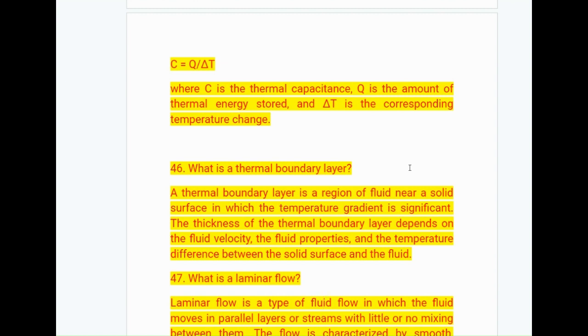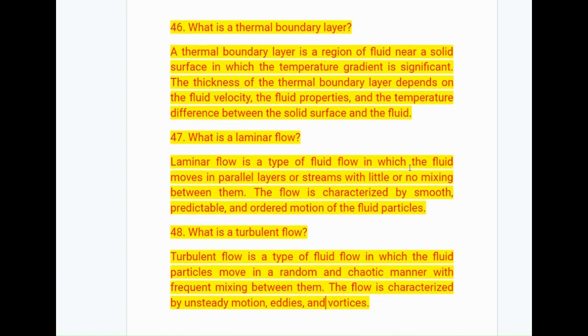46. What is a thermal boundary layer? A thermal boundary layer is a region of fluid near a solid surface in which the temperature gradient is significant. The thickness of the thermal boundary layer depends on the fluid velocity, the fluid properties, and the temperature difference between the solid surface and the fluid.